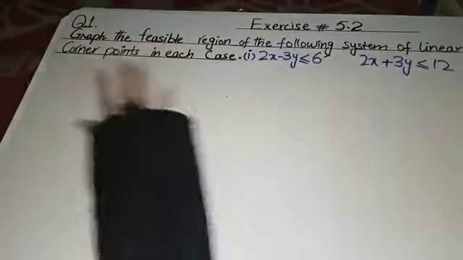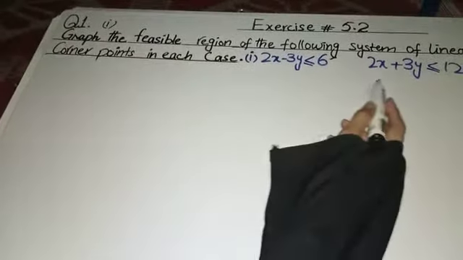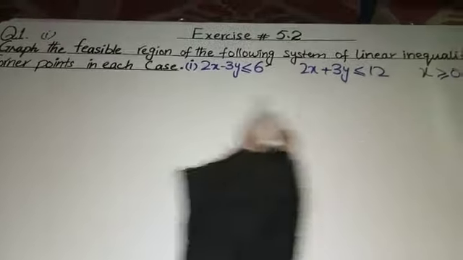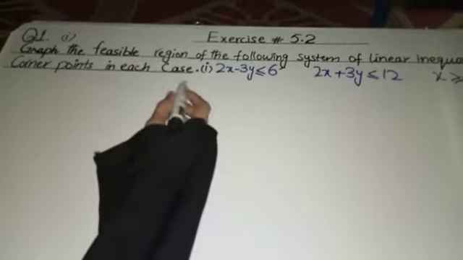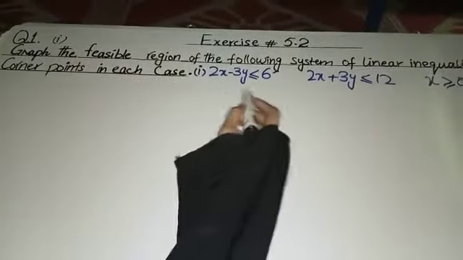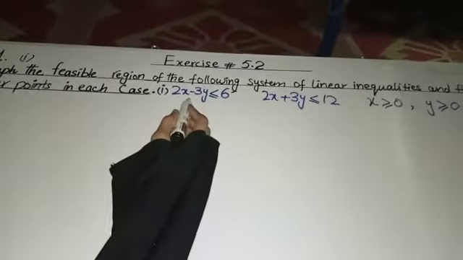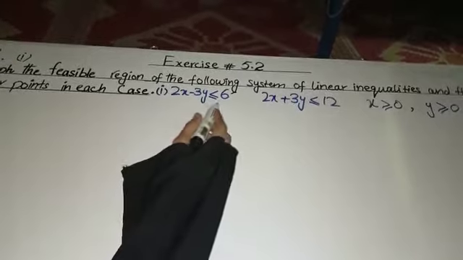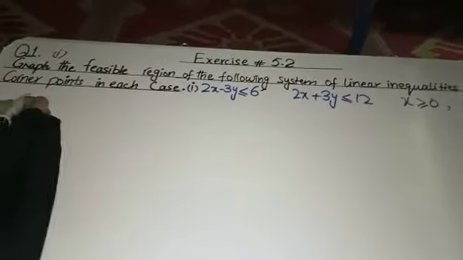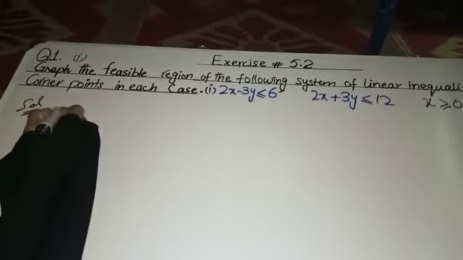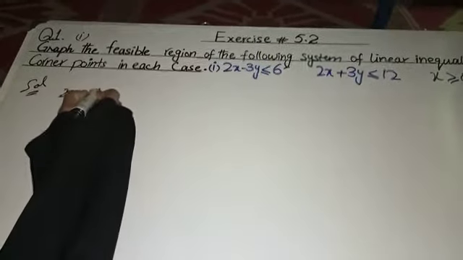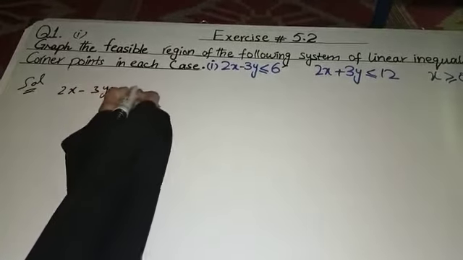So now I am starting exercise 5.2, question number 1, first part. Graph the feasible region of the following system of linear inequalities and find corner points in each case. There are 3 linear inequality expressions given. First one is 2x minus 3y is less than or equal to 6. I am writing the solution. 2x minus 3y is less than or equal to 6.